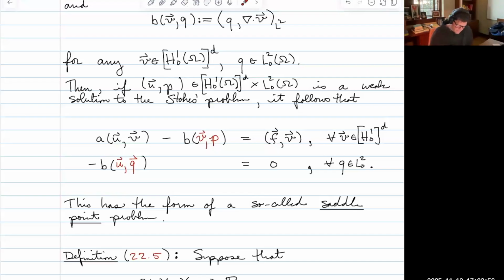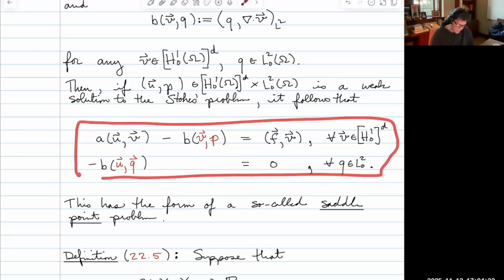Now, the only difference is that I put a minus sign here, and there was no minus sign previously, but the minus sign can simply be added because I'm setting everything equal to 0 anyway, so it doesn't change anything to put that minus sign. So previously it was written with a plus sign, change it to a minus. So this, it turns out, has the form of something called a saddle point problem.